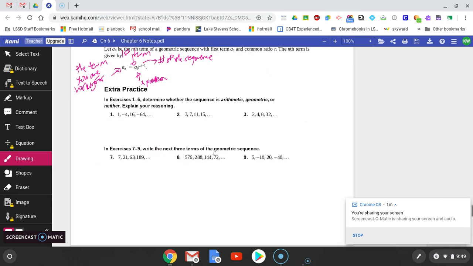All right, so we don't always need that formula, just like with our arithmetic sequences. If it just asks you to find the next numbers, you're not going to have to use the formula. But if it asks you to find the 10th or the 100th term, that's when the formula is going to be more helpful. Okay, so let's take a look at our first problems.